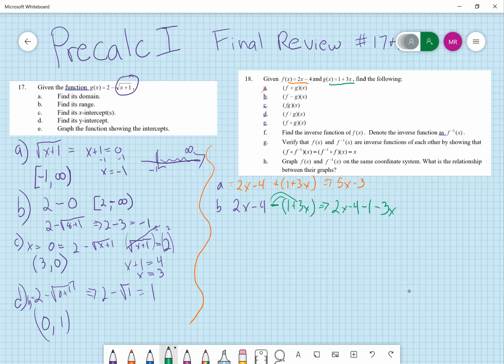Combining like terms, we've got a 2x and a -3x. That gives us -x. And then we've got a -4 and a -1, or -4 minus 1, giving us -x minus 5.